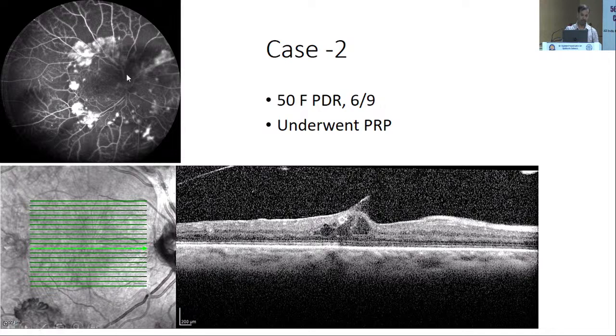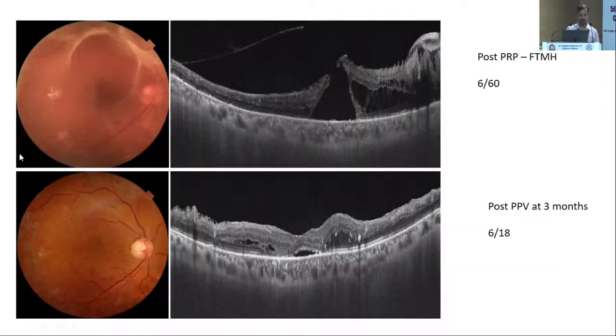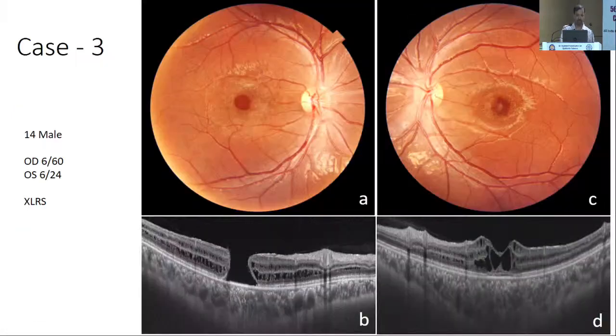Another patient with PDR, you can see florid proliferation, and the patient has VMTS. The patient did not have good metabolic control at this stage. So in spite of VMTS, we went ahead with PRP, and this patient landed up with a full thickness macular hole, for which the patient was operated, and at 3 months the patient had a nice type 1 closure and with good gain in visual acuity.